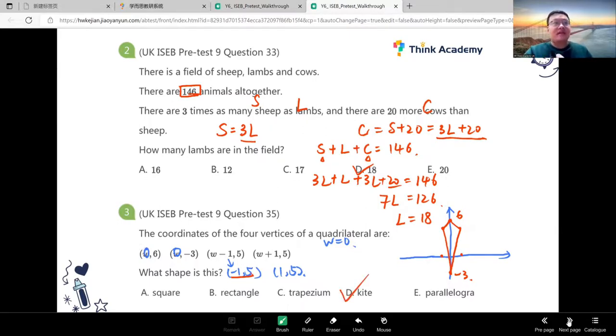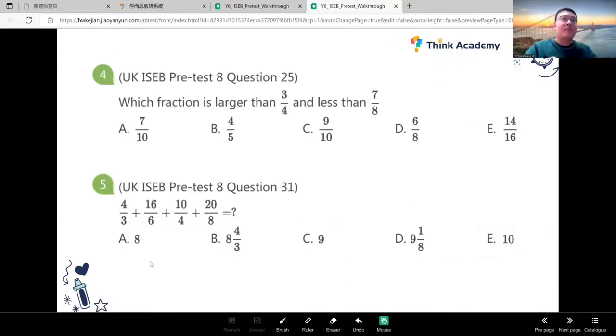Let's move on to the next question, question number 4. Which fraction is larger than 3/4 and less than 7/8? Everyone, I'm going to give you 1 minute or 30 seconds. Can you tell me what your answer is? What is your choice for that? Which one is between 3/4 and 7/8?